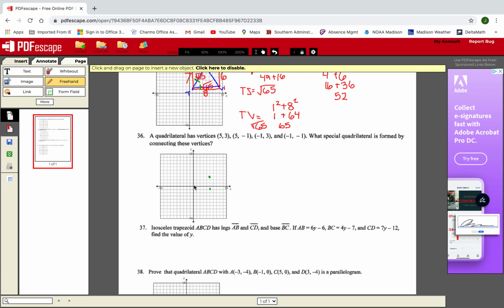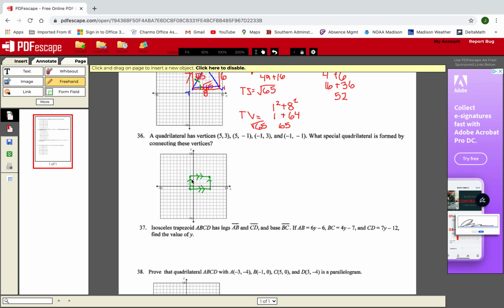It says we have a point at negative 1 and 3, and a point at negative 1 and negative 1. If you graph that and connect those dots, you should come out with a figure that has two perfectly vertical lines and two perfectly horizontal lines. Hopefully you can see that those are in fact opposite sides, congruent and parallel. And since two of them are perfectly vertical and two perfectly horizontal, then we also have four right angles.